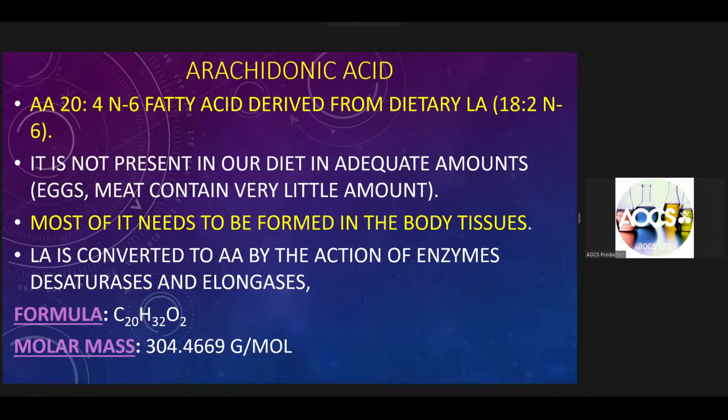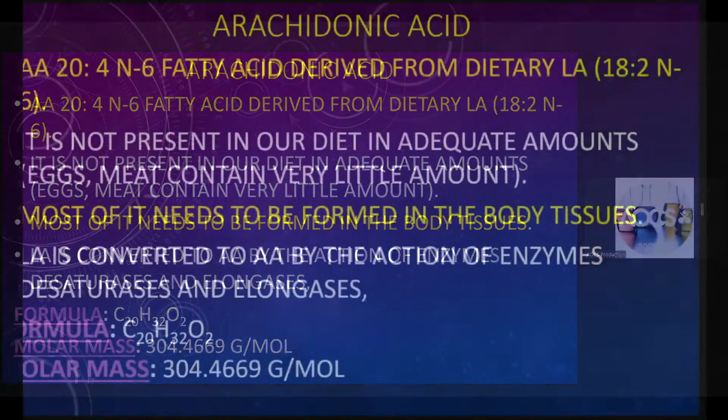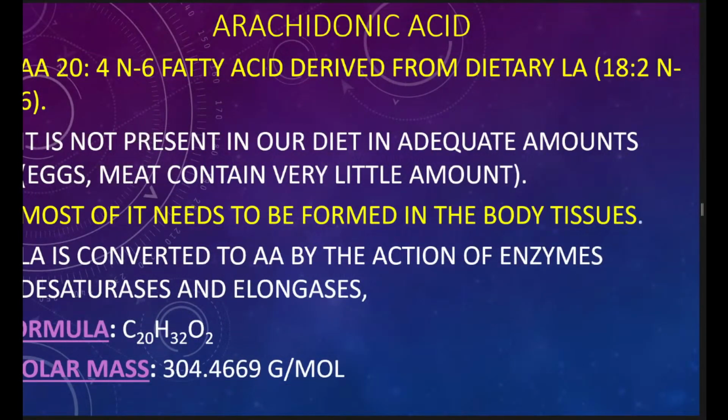As many of you may know, arachidonic acid is a 20 carbon, 4 double bond N6 fatty acid. It is present in our diet, but it is present in very small amounts. And so if you want to have adequate amounts of arachidonic acid in the body, it has to be converted from the dietary essential fatty acid, namely linoleic acid, which is 18:2. And so we think that most of the arachidonic acid that one measures is coming mainly from endogenous formation.